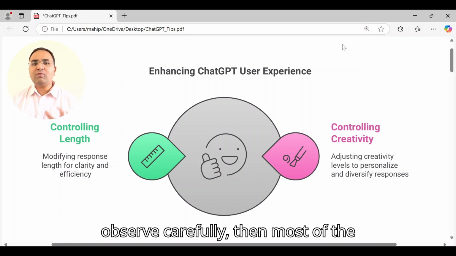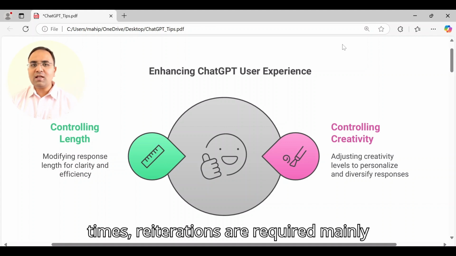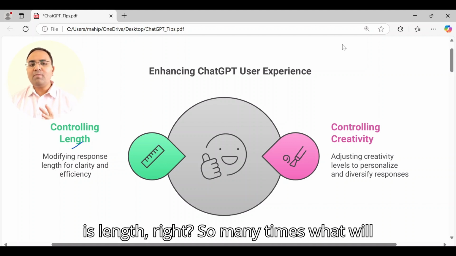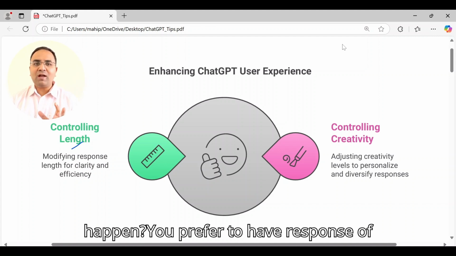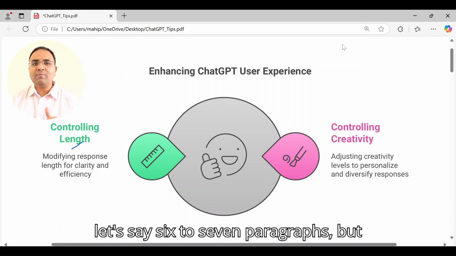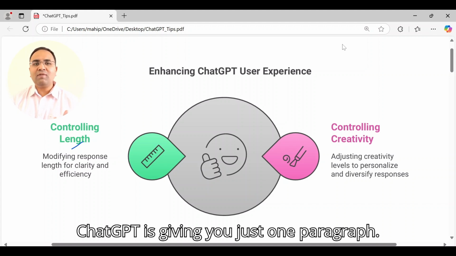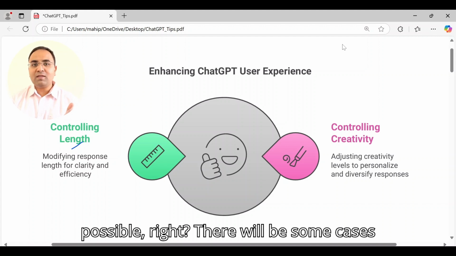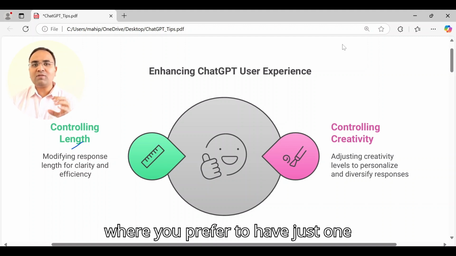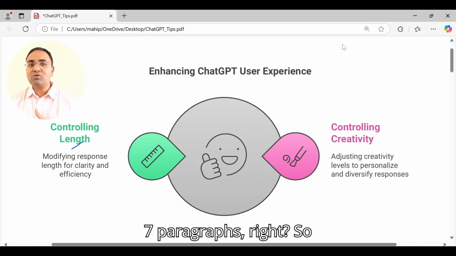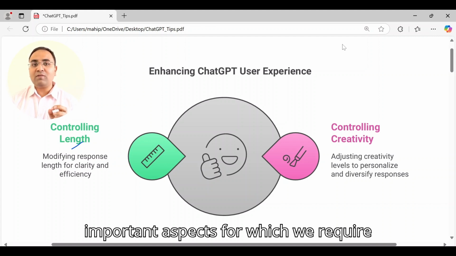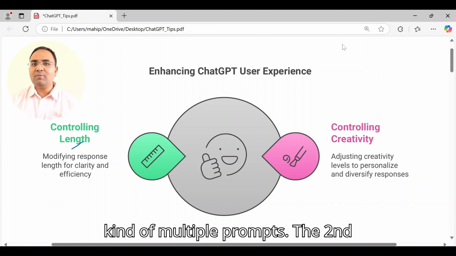If you observe carefully, most of the time reiterations are required mainly because of two reasons. The first reason is length, right? Many times what will happen? You prefer a response of, let's say, 6 to 7 paragraphs, but ChatGPT is giving you just one paragraph. And the reverse scenario is also possible, right? There will be some cases where you prefer just one paragraph, but ChatGPT is giving you 6 to 7 paragraphs. So controlling length is one of the important aspects for which we require multiple prompts.